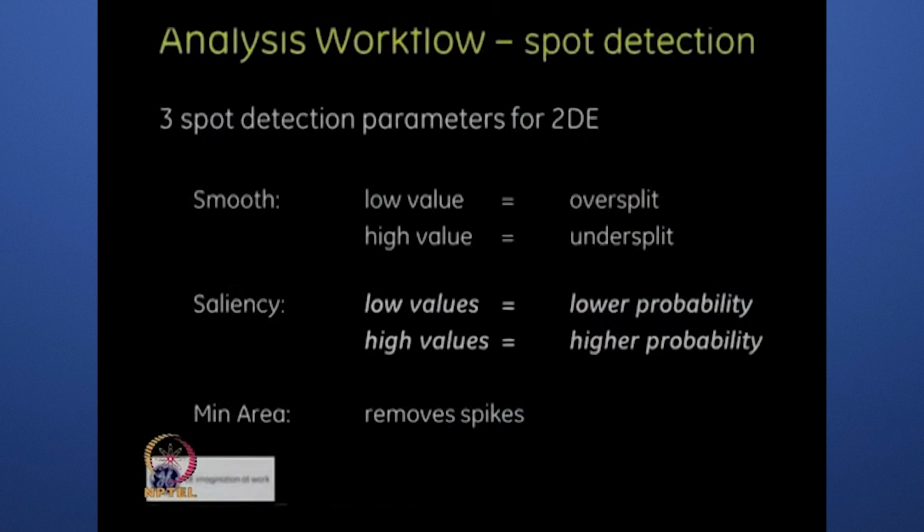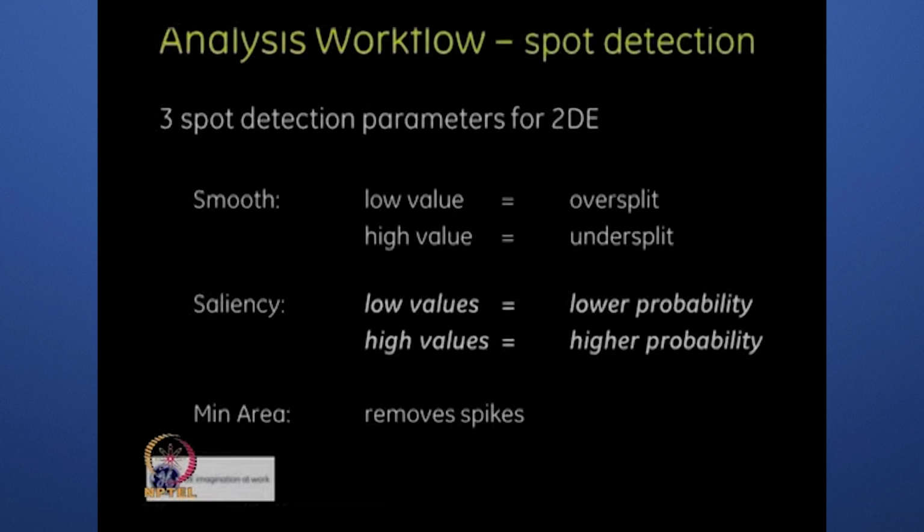Whereas saliency is a very critical parameter, where it takes the 3D image view and sees how steep the slope is for that particular protein. If you give a higher value, it takes the higher probability. When you give the lower value, it will take the lower probability. So the higher the value, the higher the probability; the lower the value, the lower the probability.